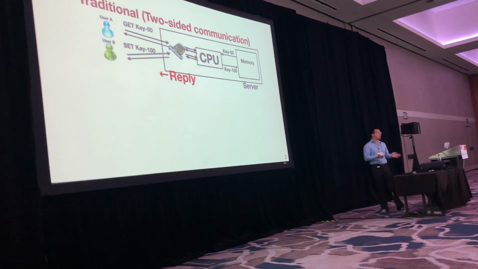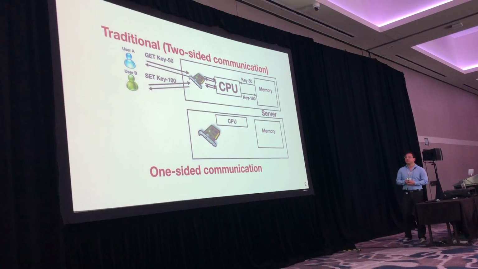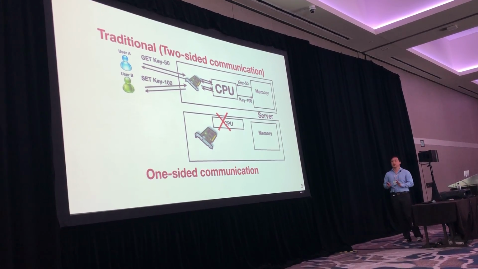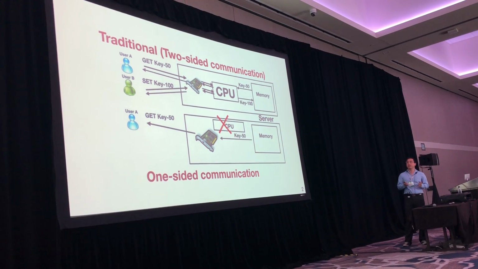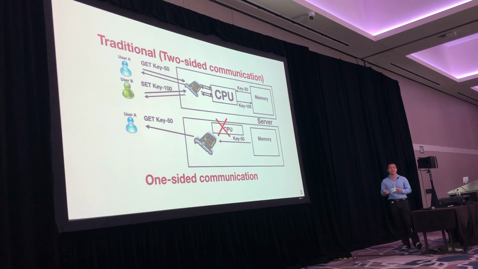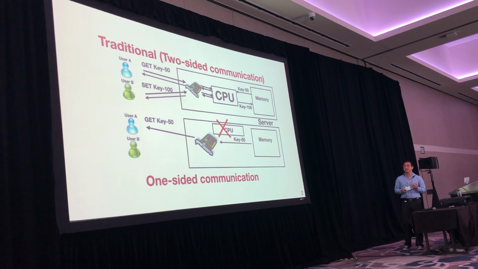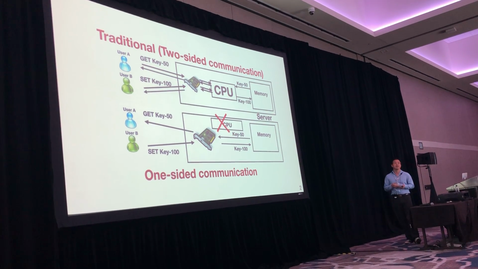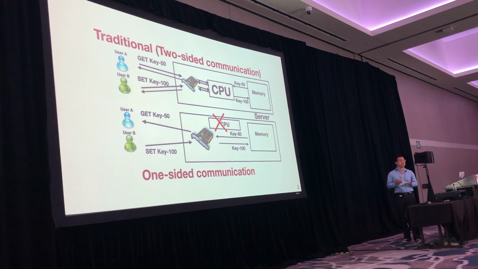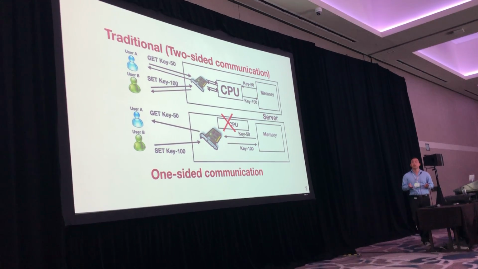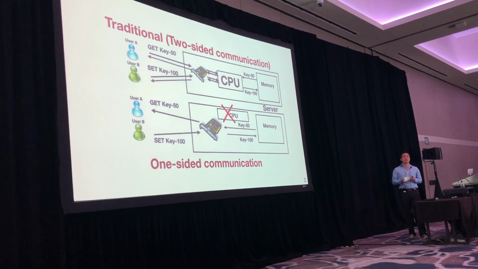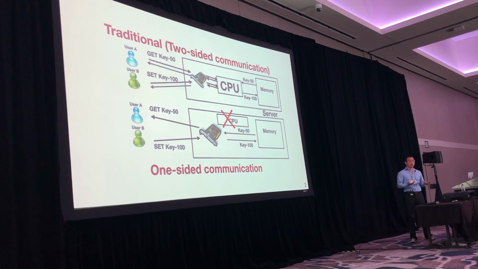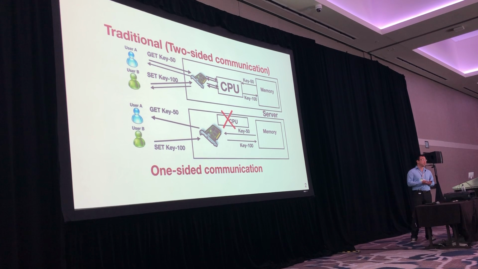But this is different in the one-sided communication model. In one-sided communication, the CPU is totally bypassed. So when a get request comes, it will go through the NIC and access the memory to get the data and return. Similarly, a set request also interacts with the memory directly. So in this design, the CPU is totally bypassed at the remote side. Because of this design, one-sided communication frequently offers low latency, high throughput, and low CPU utilization.